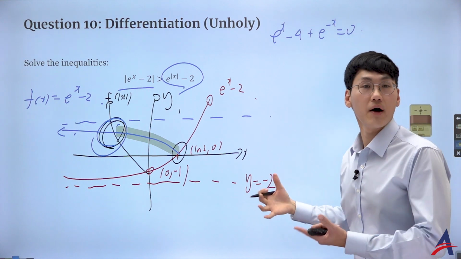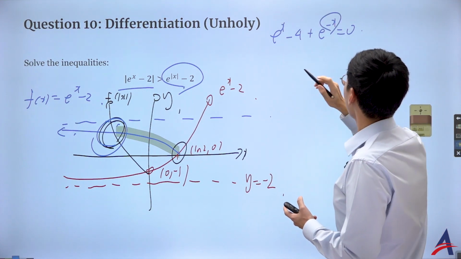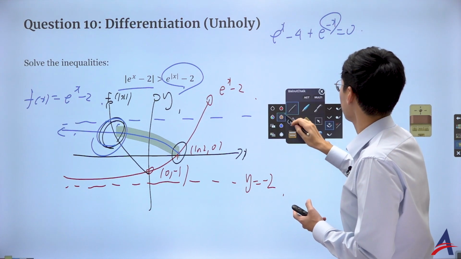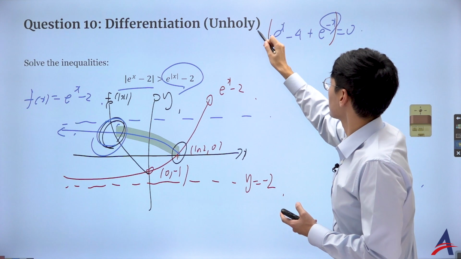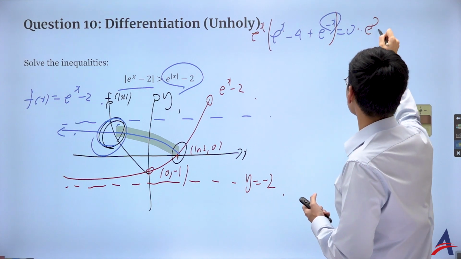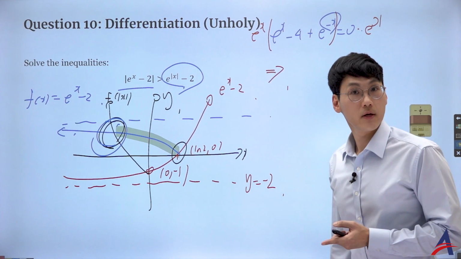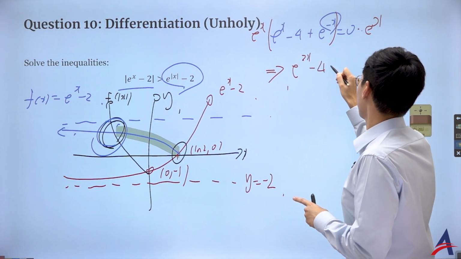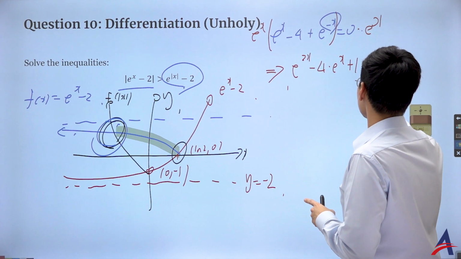So yes, now I don't like working with the negative power. So what I want to do is to make a positive power by multiplying with who, my friend? You're absolutely right, by multiplying e to the power of x, just like that. No problem. And I'm going to do term by term. So that's going to be e to the power of 2x minus 4 times e to the power of x plus 1 is equal to 0.